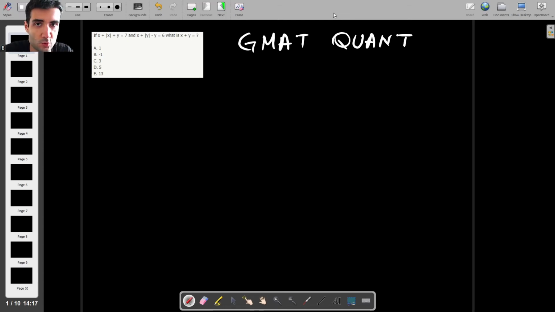Here's a GMAT quant question, which is based on absolute values, and I know this topic can be relatively tricky, although the theory behind it is not that difficult.